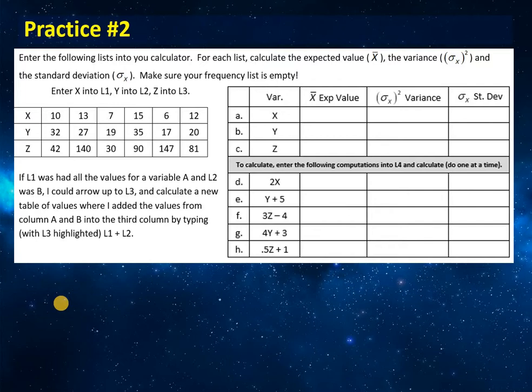Okay, I'm trying to remember where a really cool thing was.